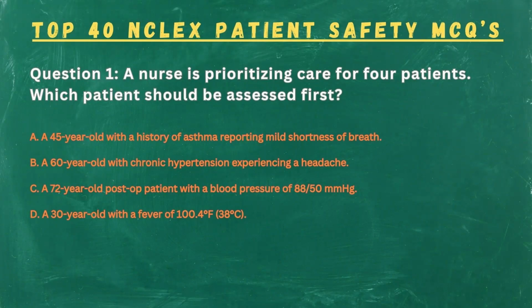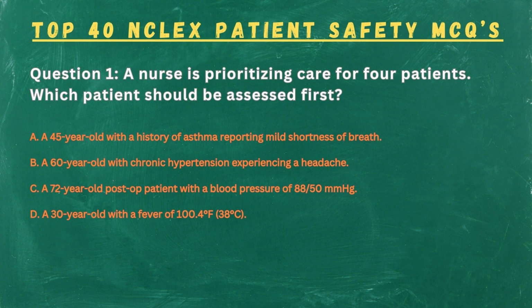Question 1. A nurse is prioritizing care for 4 patients. Which patient should be assessed first? A. A 45-year-old with a history of asthma reporting mild shortness of breath. B. A 60-year-old with chronic hypertension experiencing a headache.